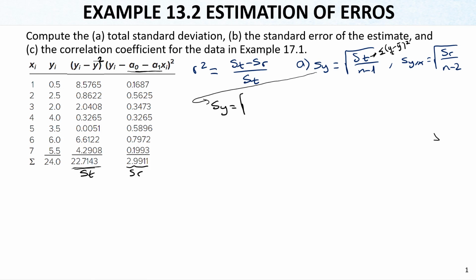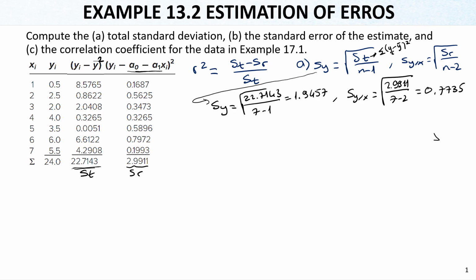Sy is equivalent to the square root of 22.7143 divided by n minus 1, 7 minus 1, which is equivalent to 1.9457. Also, Sy/x is equivalent to the square root of 2.9911 divided by 7 minus 2. And this is 0.7735. Okay, we calculated them.